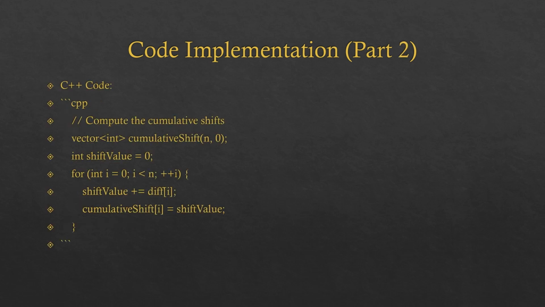After applying all the shifts to the difference array, we calculate the cumulative shifts for each character. This is done by iterating through the string and summing the values from the difference array. We store these cumulative shifts and use them to modify the string later.